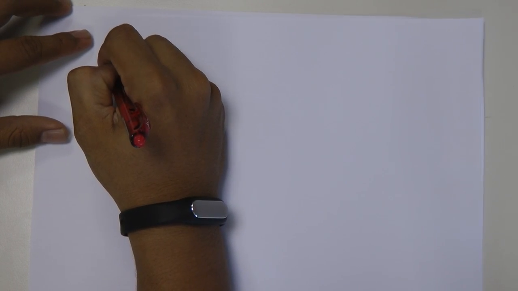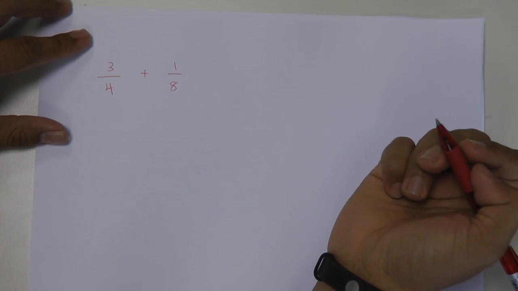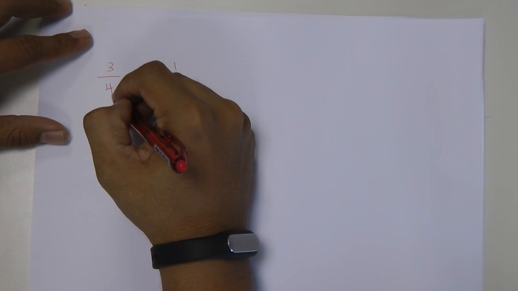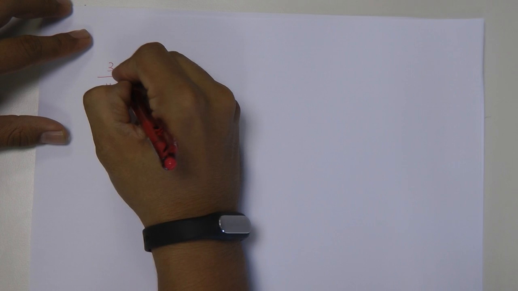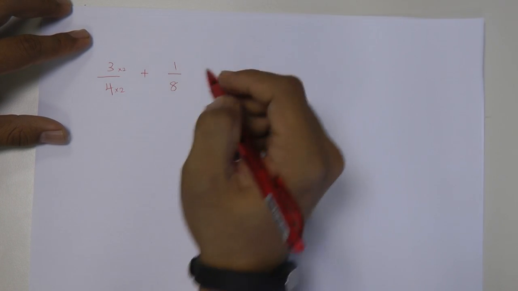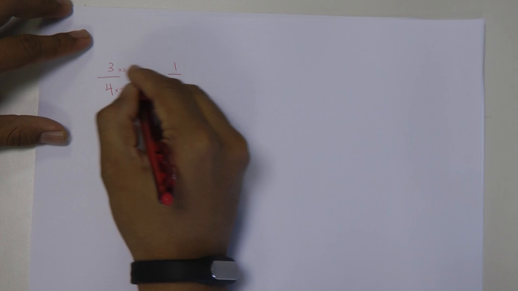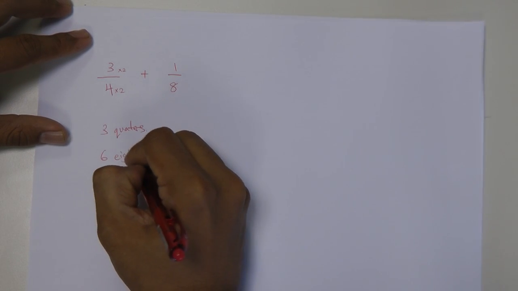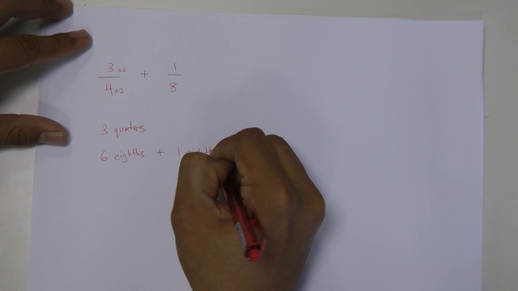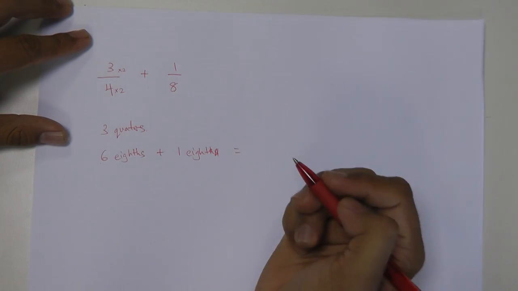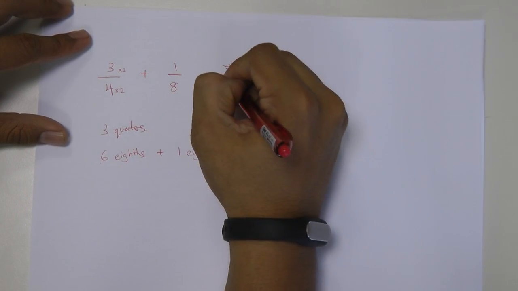Let's try with 3/4 add with 1/8. Okay, so from 4 you know that you can multiply it by 2 to get 8, right? So 3, if you multiply by 2, you will form into the 8th family. So instead of 3/4 here, when you multiply, you get 6/8. You add with 1/8. So 6 plus 1 over 8, you get 7/8. So answer here will be 7/8.